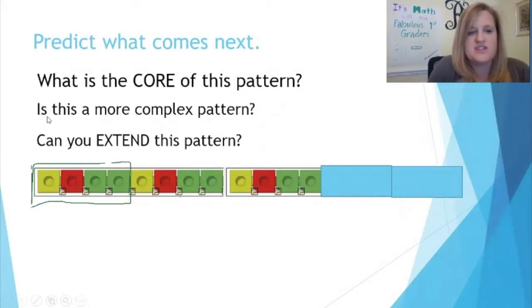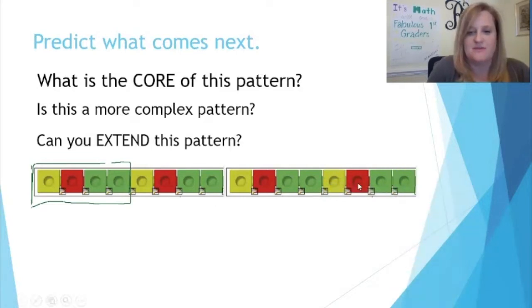Now, the next question said, is this a more complex pattern or more complicated? It is, because we had to extend the pattern to be able to see what the pattern was. Can you extend this pattern? That means, can we make it longer? I bet you can guess what comes next. What do you think is next? Let's look. Yellow, red, green, green. You were right.